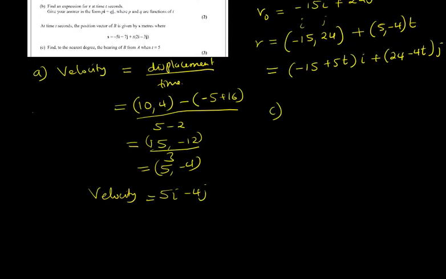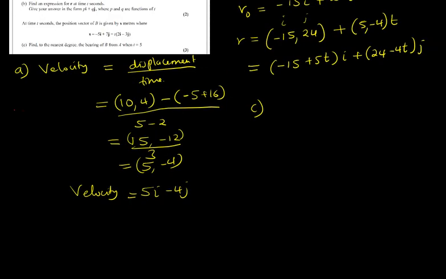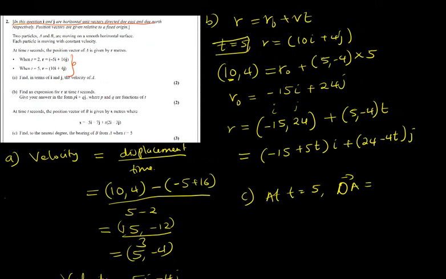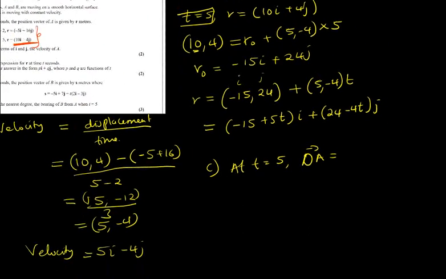Now let's see, at time equals 5 seconds, where was A? The position vector of A at that time was already given in the question. That is (10, 4). So that was the position vector of A at 5 seconds. Let me just give it in vector form. That is (10, 4). Yes, that is okay.